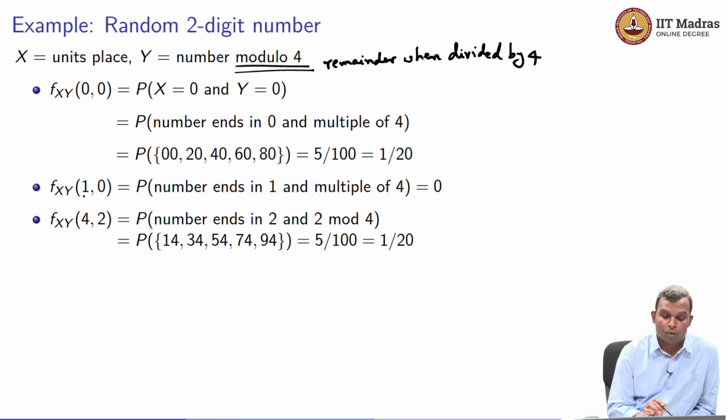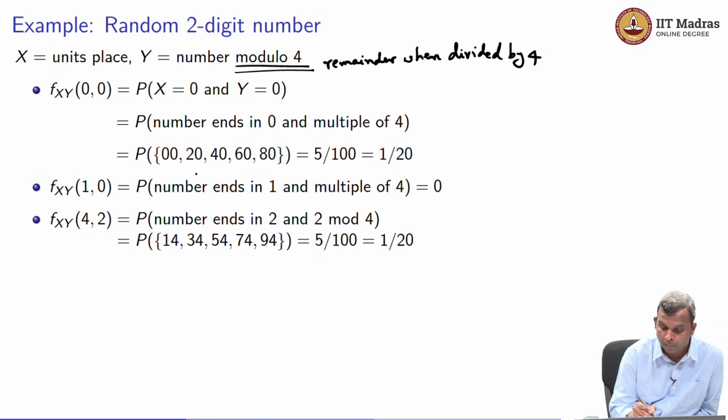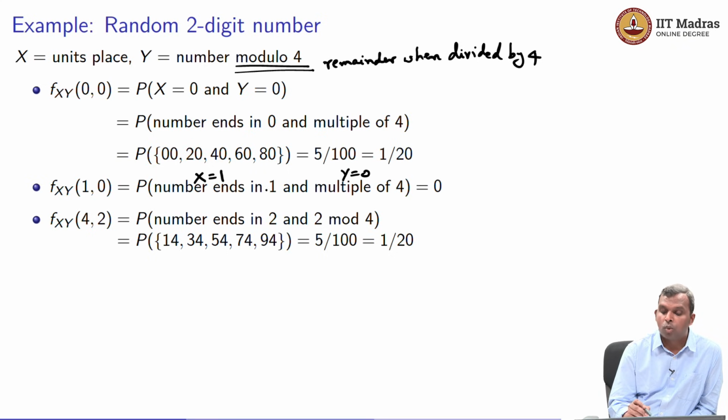Let's look at fxy of 1 comma 0. You want the number to end in 1, x equals 1, and you want it to be a multiple of 4, y equals 0. Now this is not going to happen. There is no outcome that will give you this, and you get a probability of 0 for this. So notice how this has gone on, some value is 1 by 20, some value is 0.